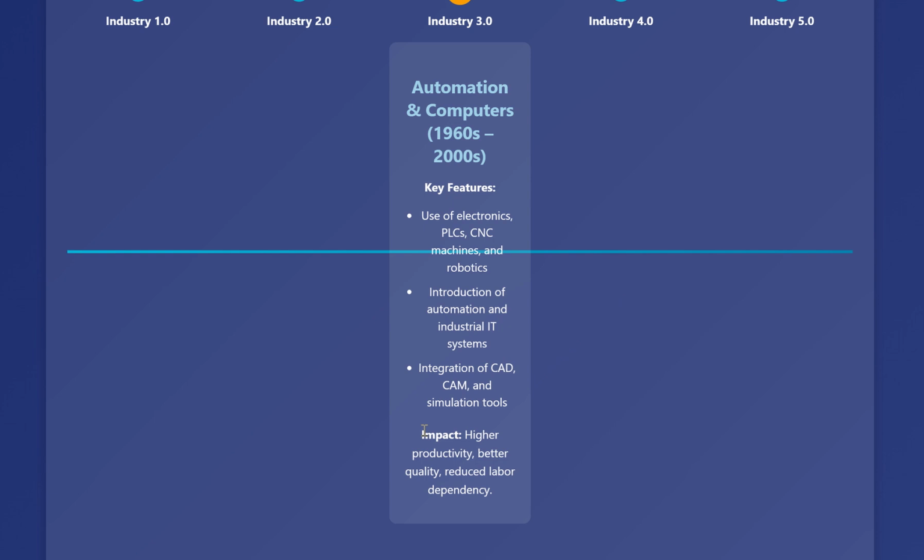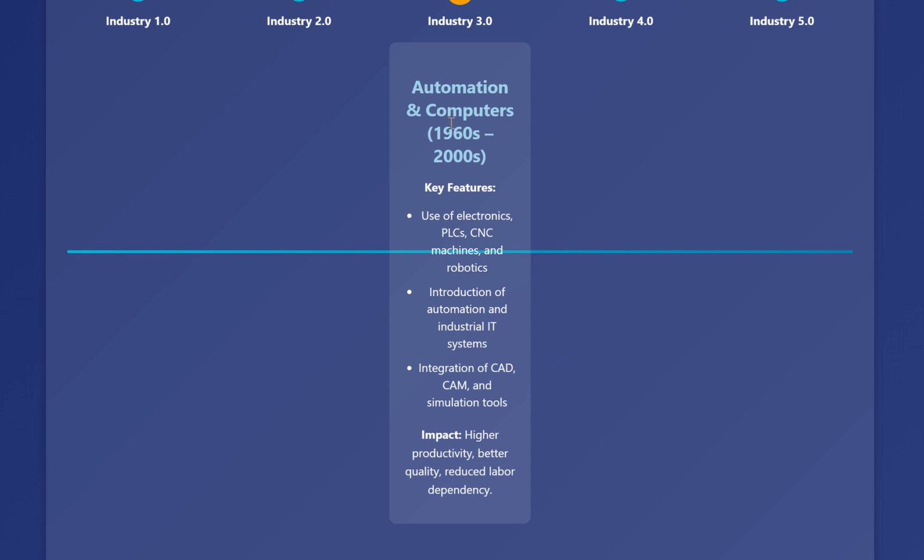What was the key impact? The impact of this Industry 3.0 was about increasing higher productivity. If you look at Industry 1.0, it was about increasing production capacity, but with limited precision. If you look at Industry 2.0, it was about mass production, but there was limitation in terms of automation and at the same time precision.